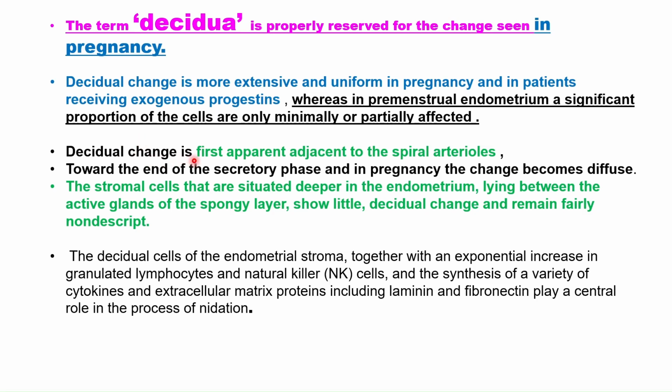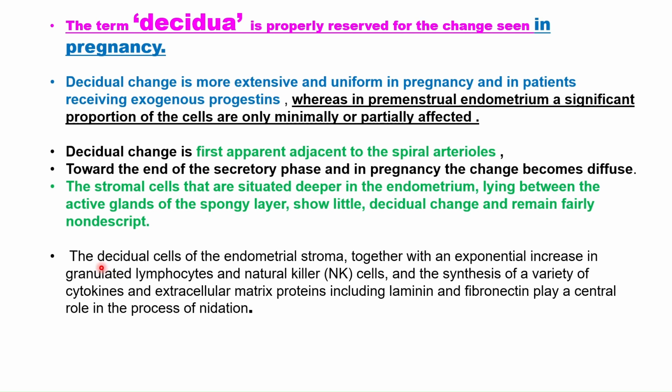Now decidual change is first apparent adjacent to the spiral arterioles. Towards the end of the secretory phase and in pregnancy, the change becomes diffuse. The stromal cells situated deeper in the endometrium, lying between the active glands of the spongy layer, show little decidual change and remain fairly nondescript.